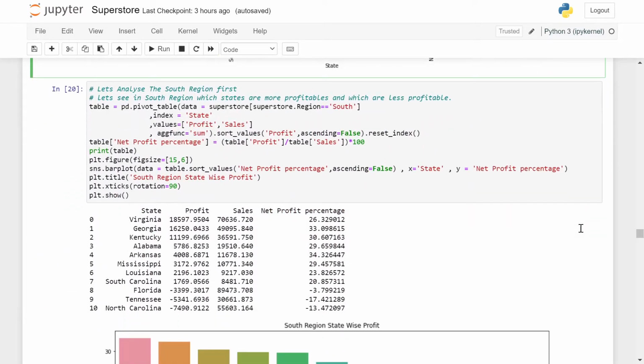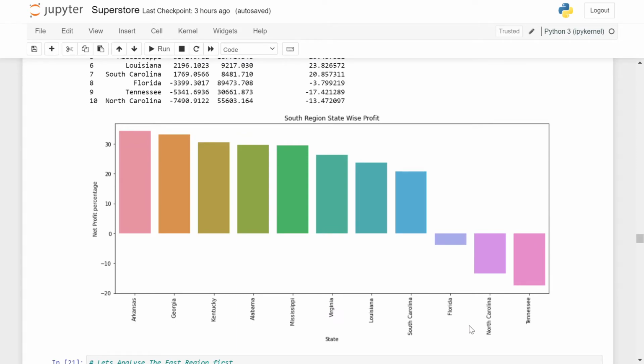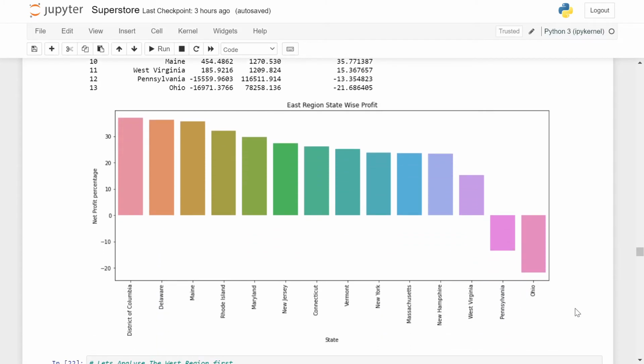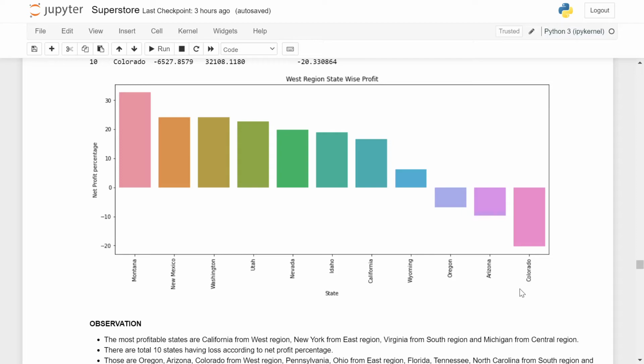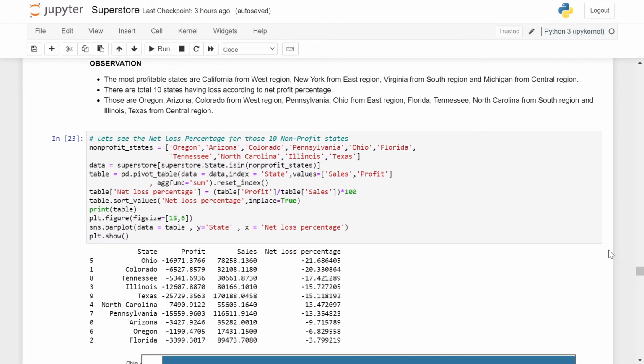I did the same thing with the South region states, and you can see Florida, North Carolina, and Tennessee are in loss. Then I did the same with the East region, and in the East region, Pennsylvania and Ohio are in loss, and for the West region, Arizona, Colorado, and Oregon are in loss. So there are a total of 10 states I found that are in loss, or we can say these 10 states are non-profit states.